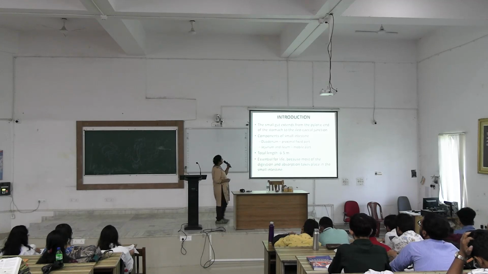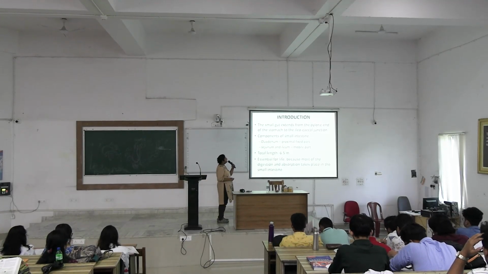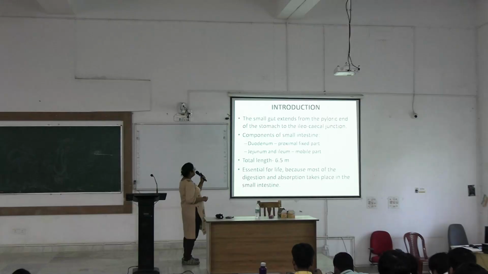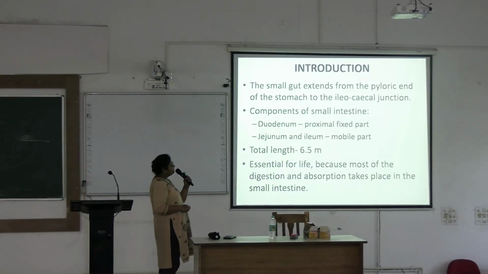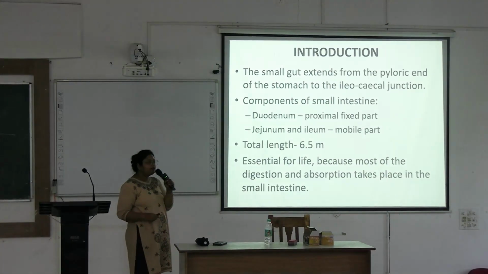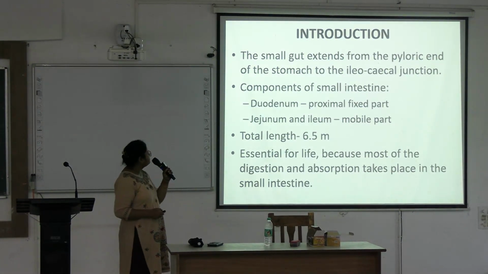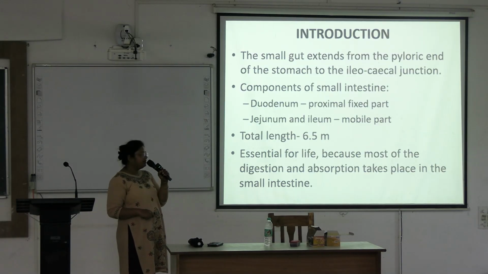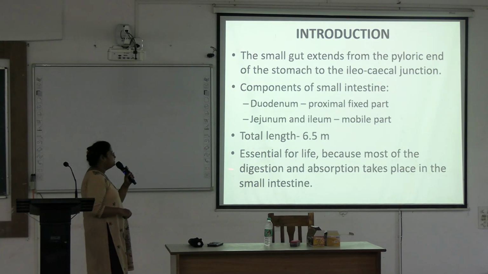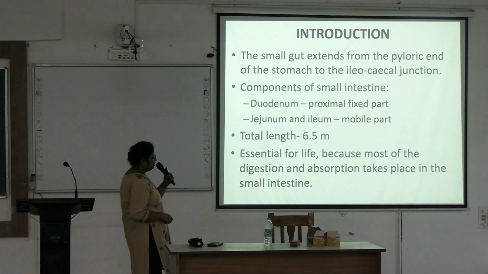The small gut extends from the pyloric end of the stomach to the ileocecal junction. What are the components of the small intestine? Duodenum, the proximal fixed part, and jejunum and ileum, the mobile part. Total length is about 6.5 meters, and it is essential for life because most of the digestion and absorption takes place in the small intestine.